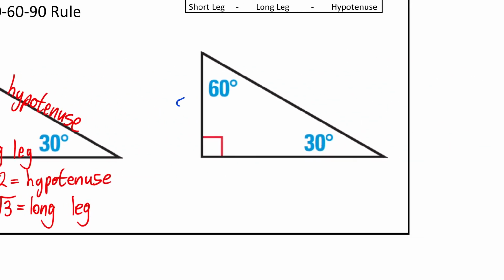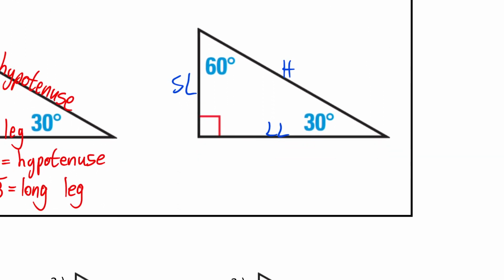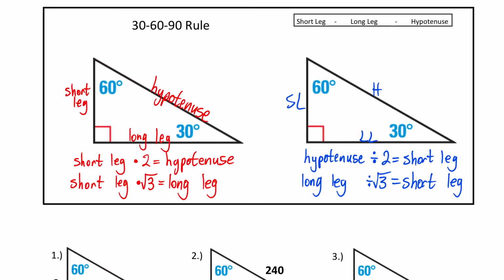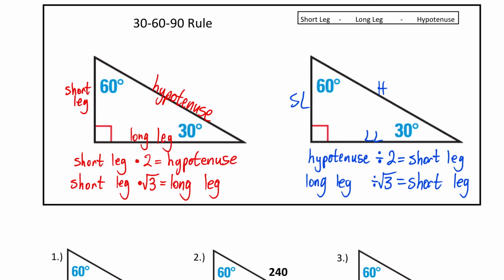Okay, then over here again, short leg, long leg, hypotenuse. So if you take the hypotenuse divided by 2, that tells you how long the short leg is. And then if you take the long leg and divide it by the square root of 3, that tells you how long the short leg is. So we're just writing in words there what we've already talked about on the front side.